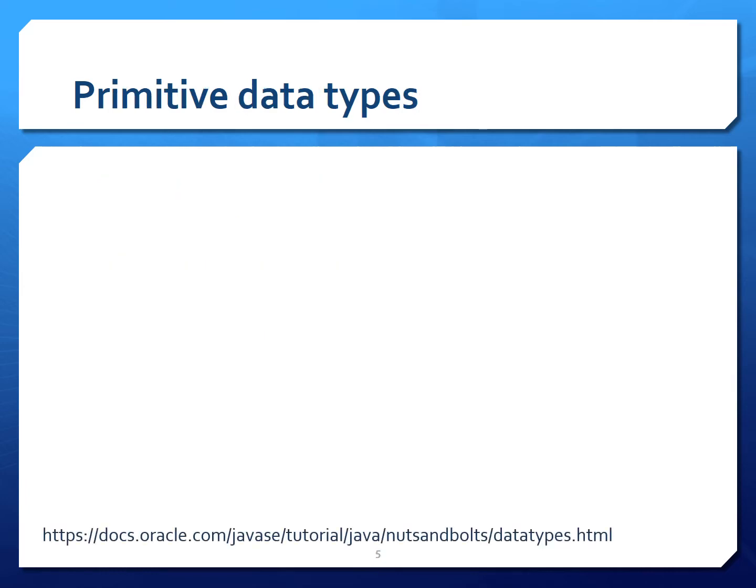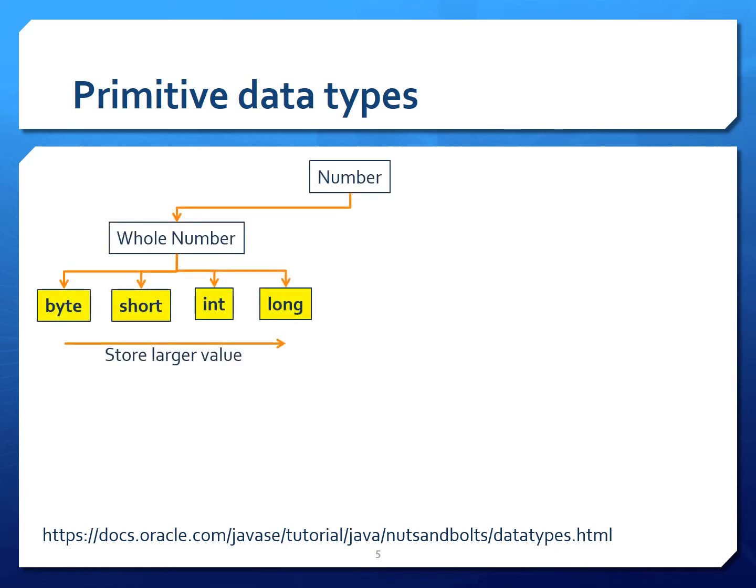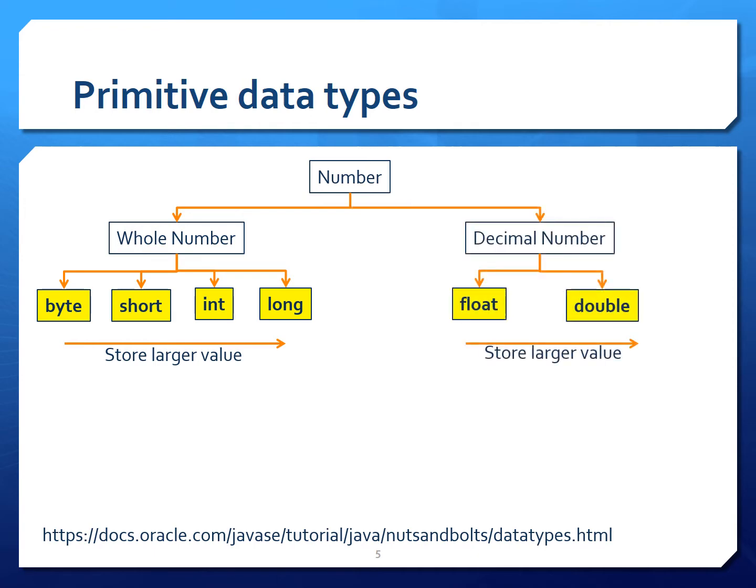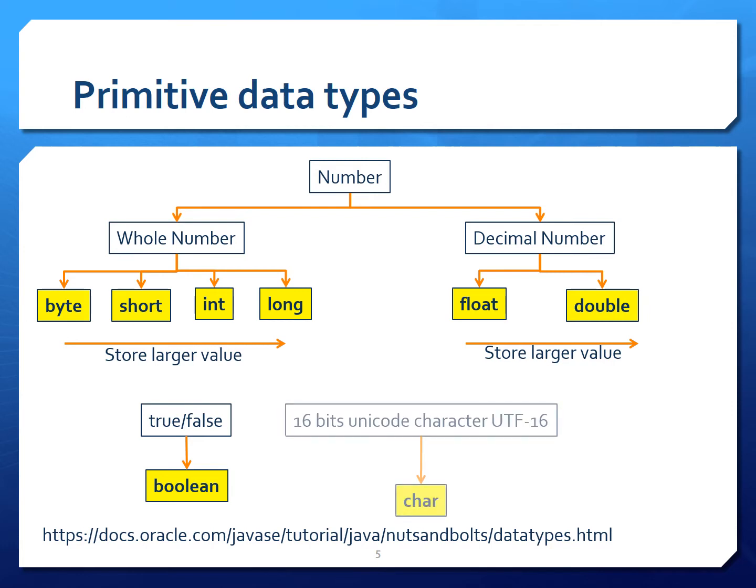Let's review all the primitive data types in Java. To represent a whole number, we can use byte, short, integer or long. To represent a decimal number, we can use float or double. To represent a true or false, we use boolean. To represent a 16-bit Unicode character, use char.